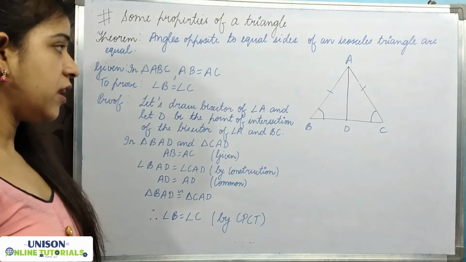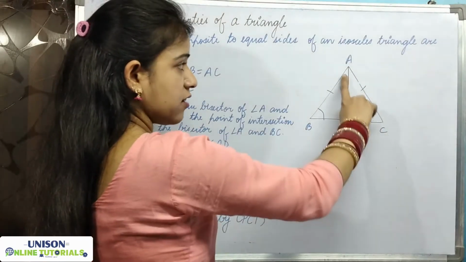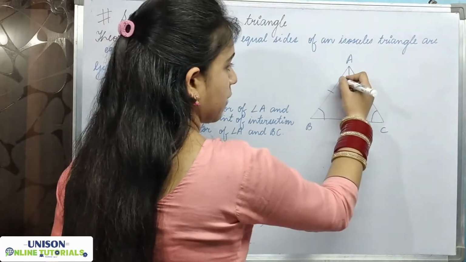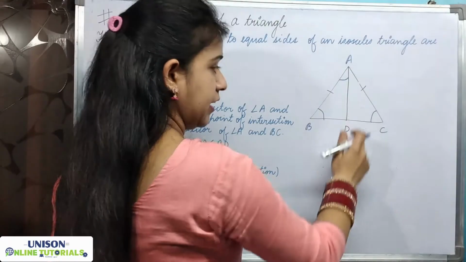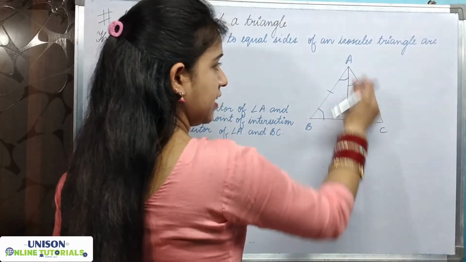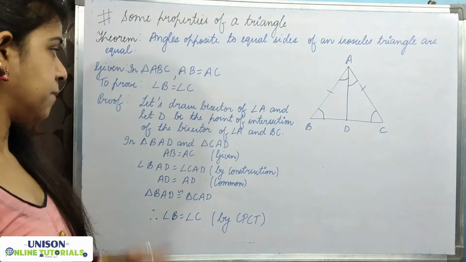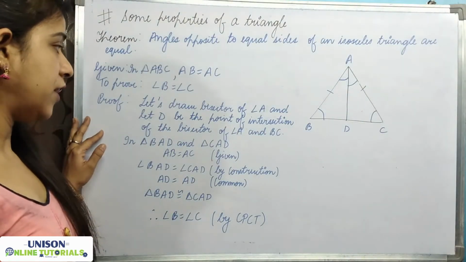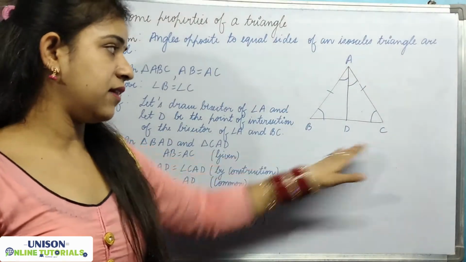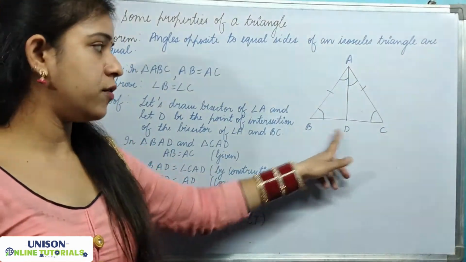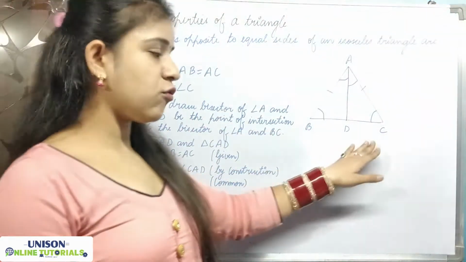So first of all, let's draw a bisector of angle A. We have drawn AD, that is the bisector of angle A. So that means angle BAD will be equal to angle CAD, because AD is the bisector of angle A. And let D be the point of intersection of the bisector of angle A and BC. Say here D is the point of intersection on BC. Now, first of all, we have to prove that angle B equals angle C.